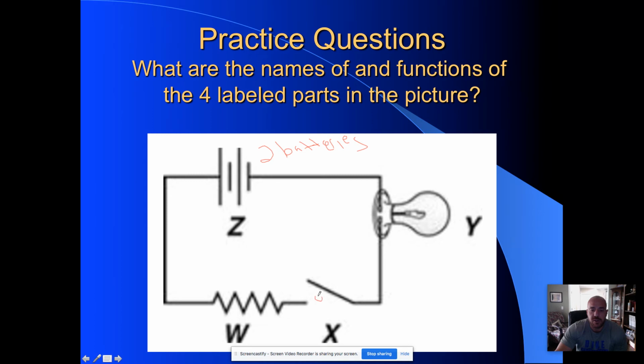X is an open switch. Although they didn't draw the T, sometimes they just draw them like this when they're open. And W and Y are actually the same thing, just drawn two different ways. We know this is a light bulb, but a light bulb is also an example of what W is, and that's a resistor. So it'll take some practice, but eventually you'll know these symbols and be good with them.